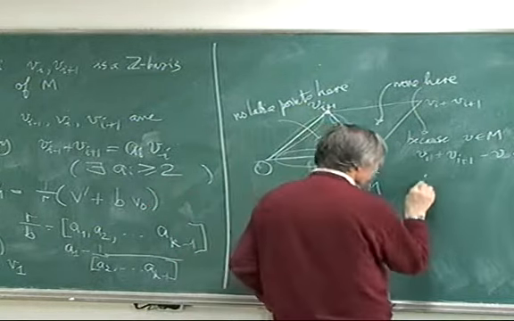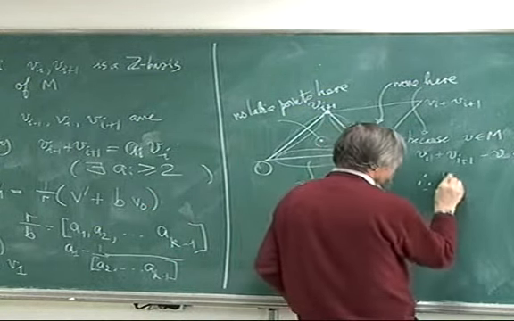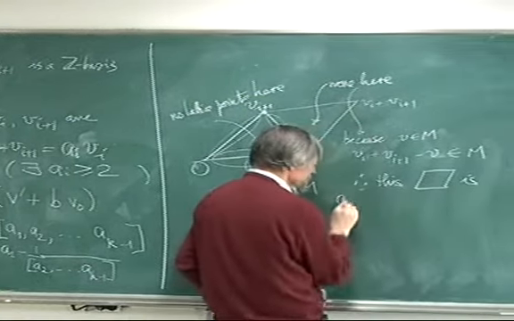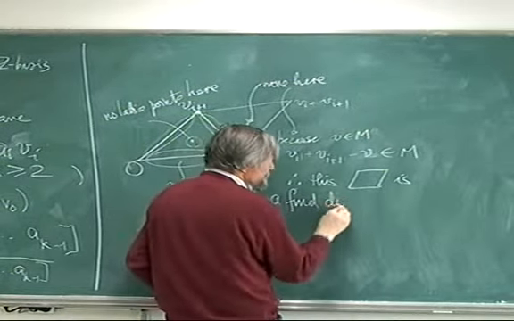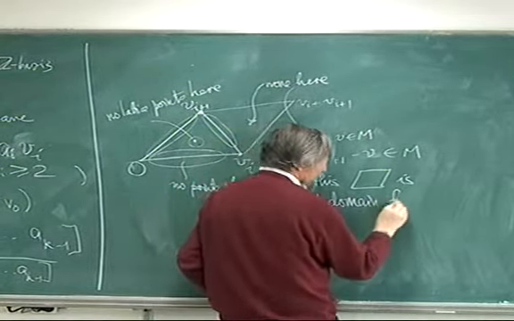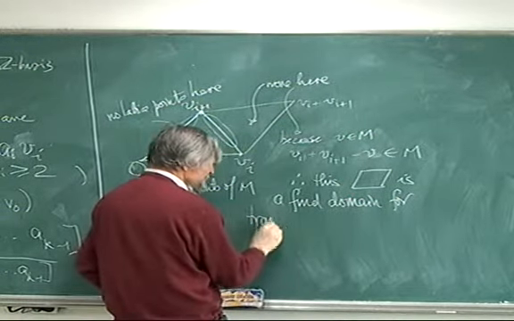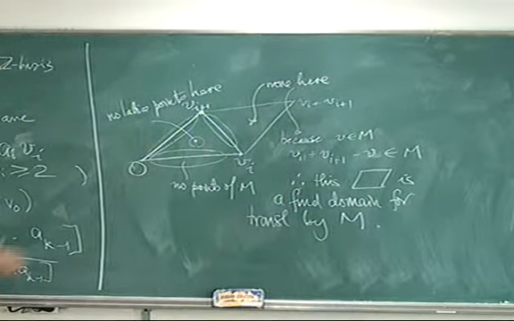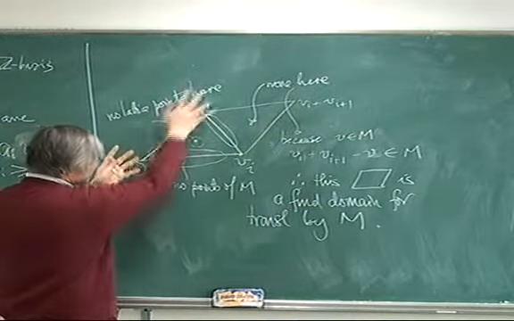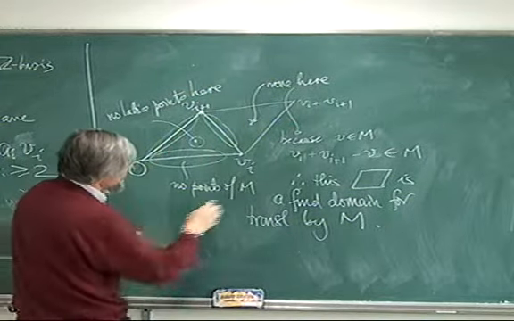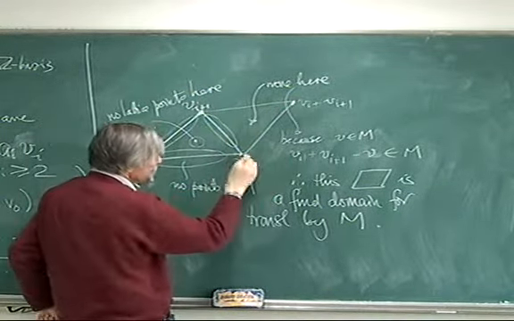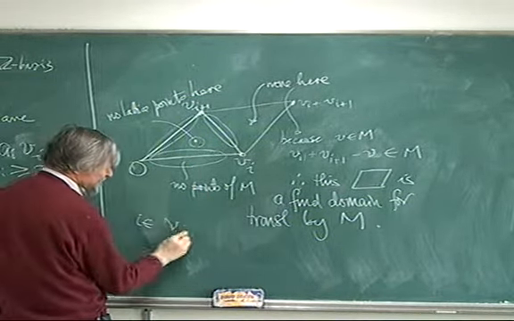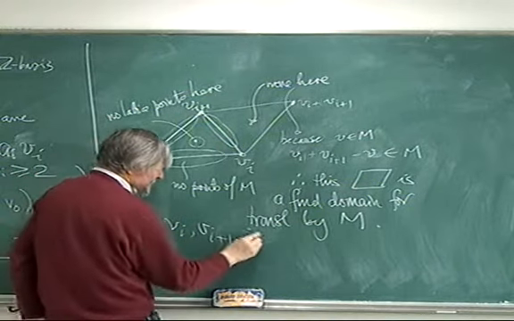Right? And so therefore, this parallelogram is a fundamental domain for translation by M. Right? There are no lattice points in there, so if I just translate everywhere, I get every lattice point as the corner of some translate here. So therefore, i.e., v_i, v_{i+1} is the basis.